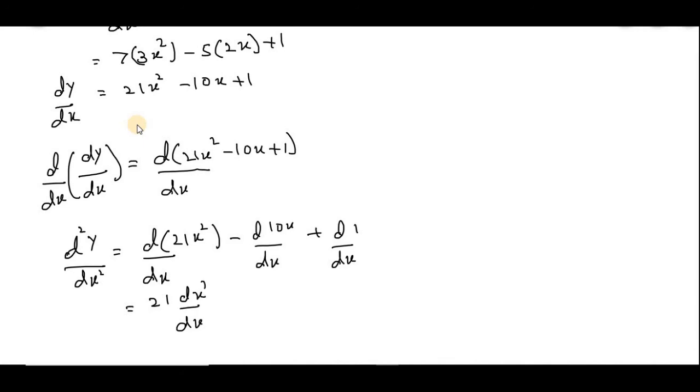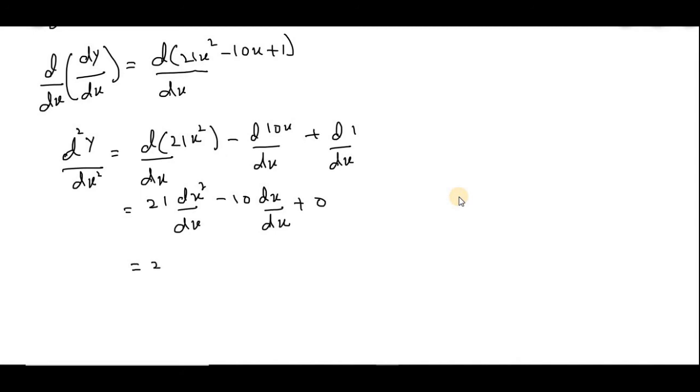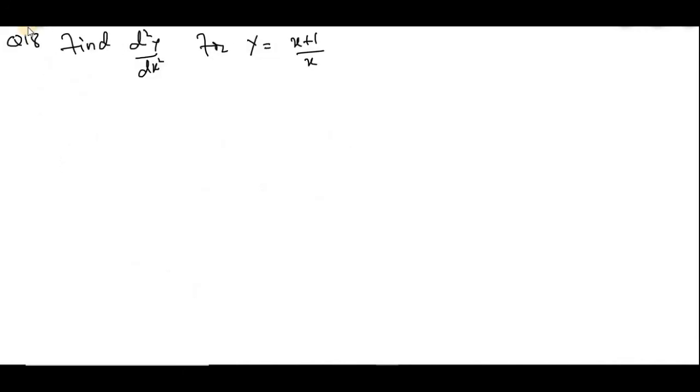Now this is 21 d by dx of x square minus 10 dx over dx plus 0. So 21 times 2x, we have applied the power rule here, minus 10, and the derivative of x is 1. Now multiplying 21 with 2 is 42x minus 10, and this is your second derivative which we had to find.